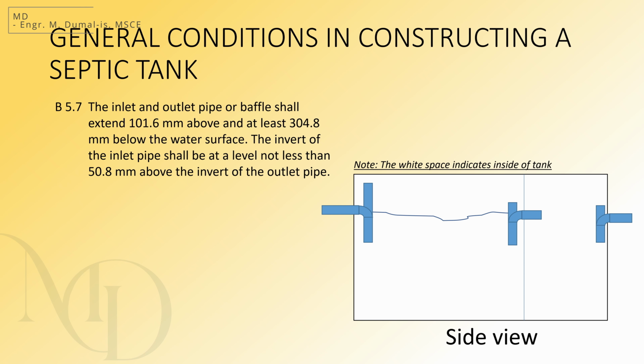Section B5.7 deals with how far the baffles should extend above and below the water surface. The rule states that the inlet and outlet pipe, or baffle, must extend 101.6 millimeters above and at least 304.8 millimeters below the water surface. The code also specifies that the invert of the inlet pipe must be at least 50.8 millimeters higher than the invert of the outlet pipe.